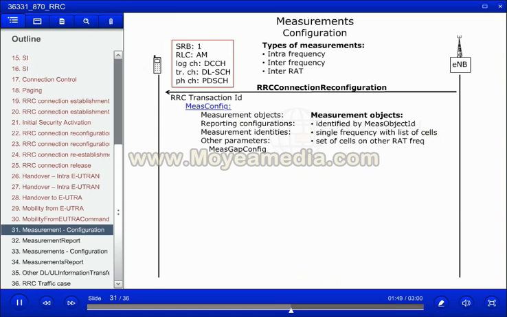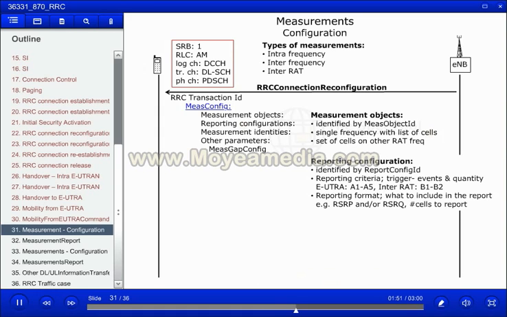Reporting configuration, identified by ReportConfigID. Reporting criterion, the type of event and quantity that shall trigger the reporting. There are a number of defined trigger events. For EUTRA, events A1 to A5, and for inter-RAT, events B1 and B2. Trigger quantity is either reference signal received power or reference signal received quality.